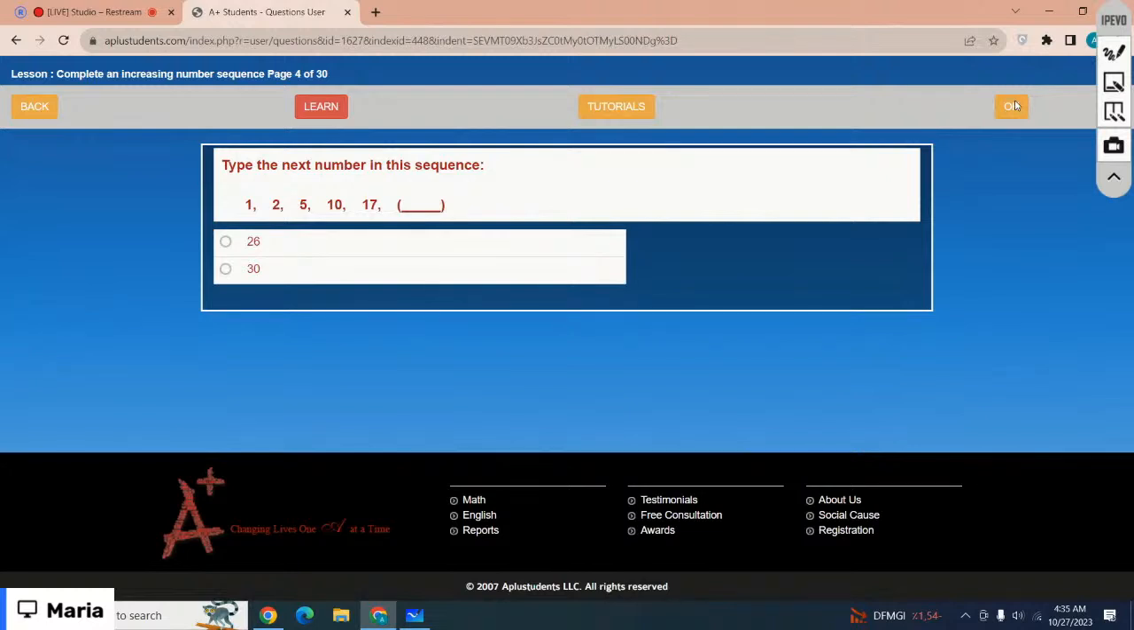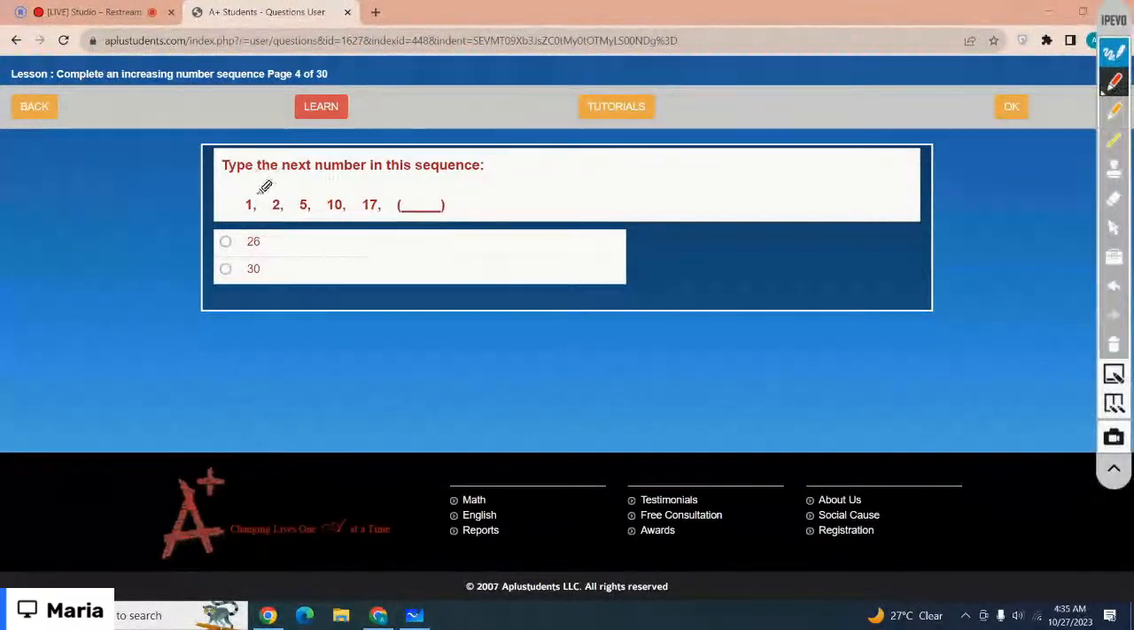Okay, the next number in the sequence. So let's just understand the pattern first. 1 plus 1 is 2. 2 plus 3 is 5. 5 plus 5 is 10. 10 plus 7 is the next one, 17. You have to add 9, right? 17 plus 9. Yes, the correct option is 26. So the next number is 26.